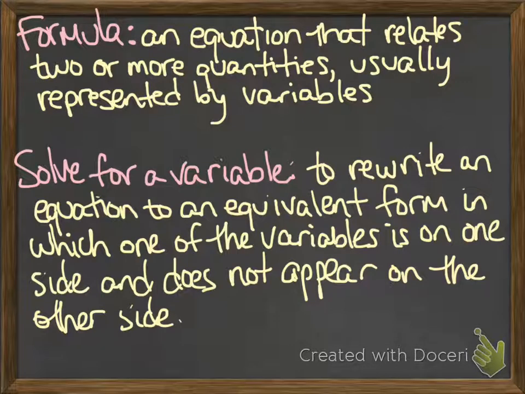To solve for a variable simply means to rewrite the equation to an equivalent form, so still using your order of operations and equation solving skills, but you're going to rewrite it in which one of the variables is on one side of the equation and does not appear on the other side.